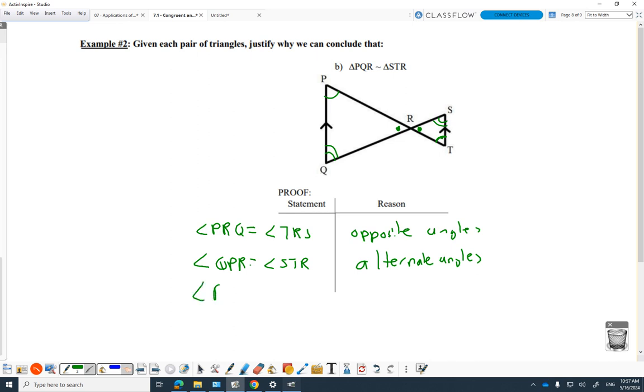Angle PQR equals angle TSR. Actually, there's two different reasons you could give here. That third angle, sometimes you're like, I got it two different ways. What two ways could we use? Alternate angles is one. But there's another reason. Once two angles are the same, the third one's got to be the same because the triangles got to both add up to 180. So sum of angles.